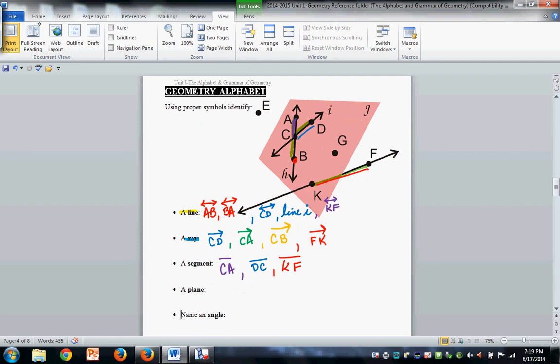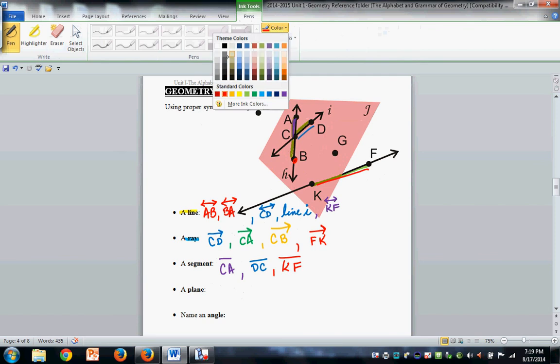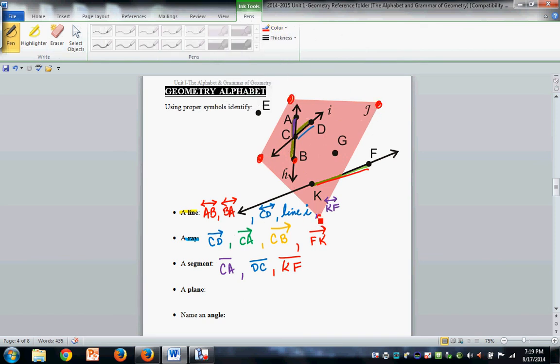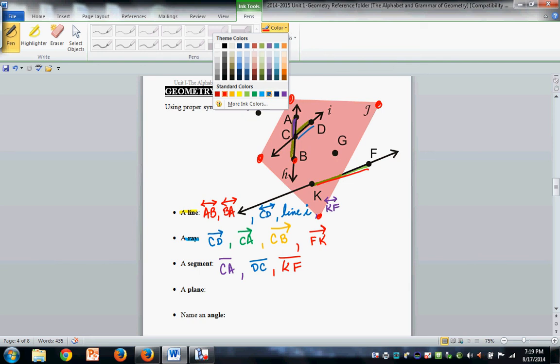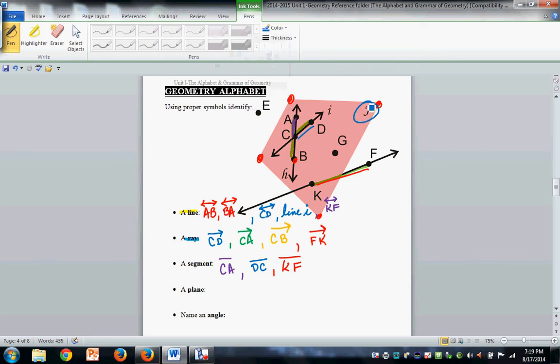A plane. We name planes if we have 4 letters in the corners. Problem is we don't have 4 letters in the corners, so you want to look for a single cursive uppercase letter in the right-hand corner. That's not a point. If it's cursive, that names the whole plane. So we would call that plane J.